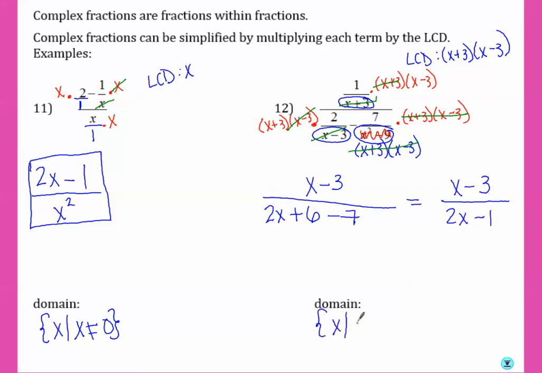For our domain, we need our domain restrictions from our LCD, which would be plus or minus 3. And then we also need the domain restriction from the denominator of our final answer, which would be 1/2.